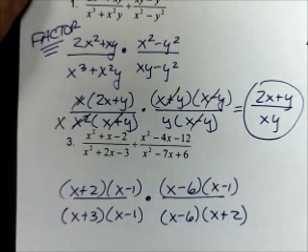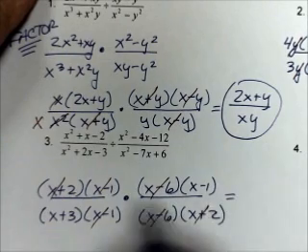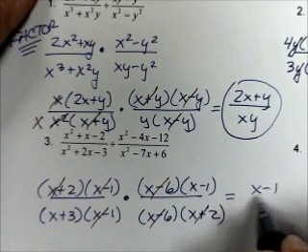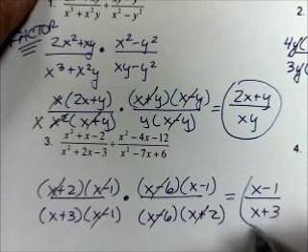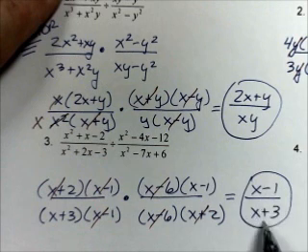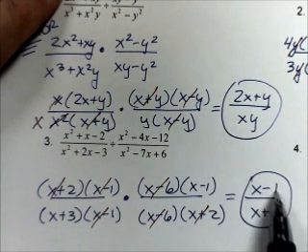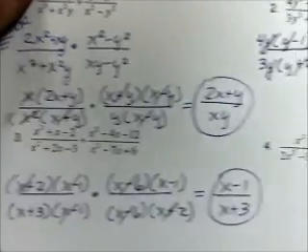Everything is factored, so divide out. The x minus 6s are common, the x minus 1s, the x plus 2s. So our answer is our numerator, x minus 1, divided by a denominator, x plus 3. Again, these x's do not divide out. They are terms. This is a binomial x minus 1, which is totally different than the binomial x plus 3.